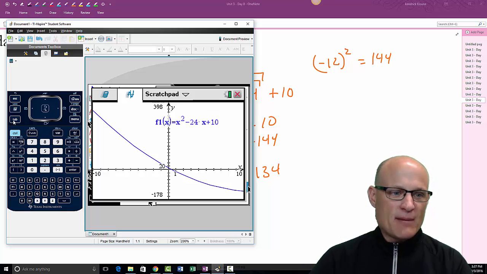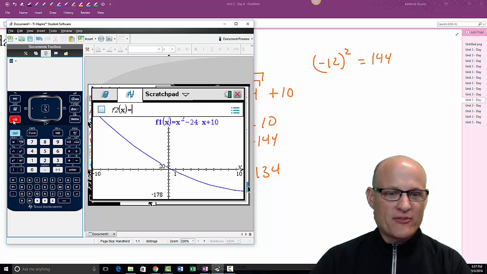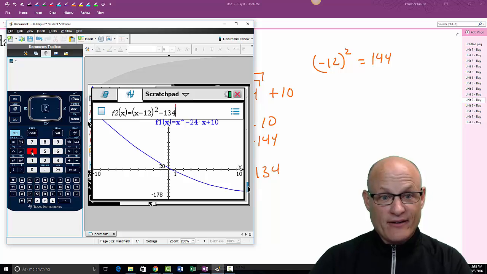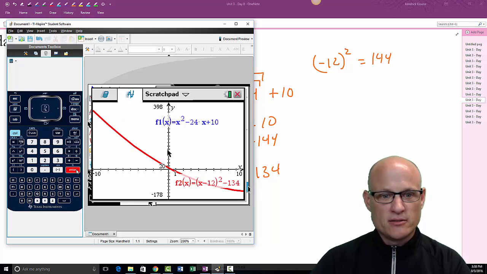I'm going to hit the Tab button, and I'm going to graph the thing we just created, which was (x minus 12) squared minus 134. That's what I came up with. I don't know if it's right, but watch this. Click. Now watch what happens to the blue line. The red line went right over the top of it.